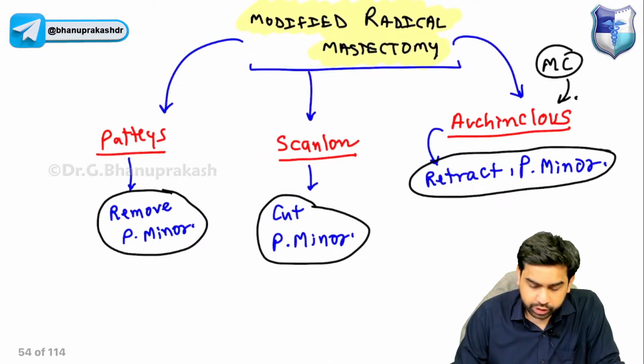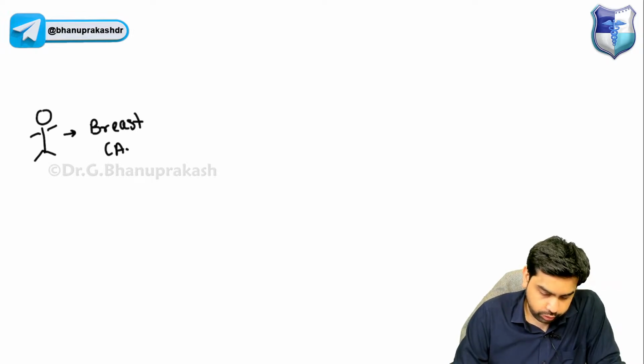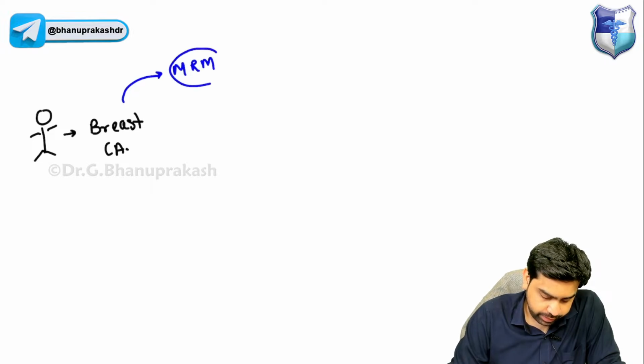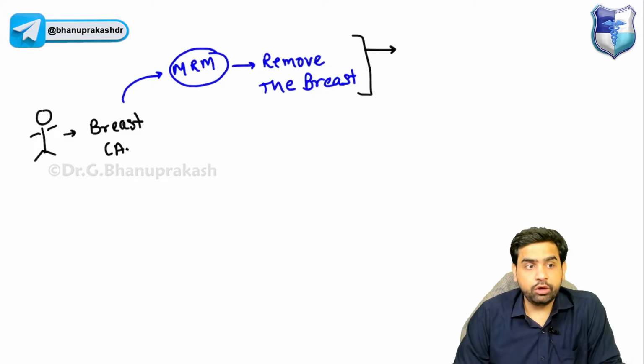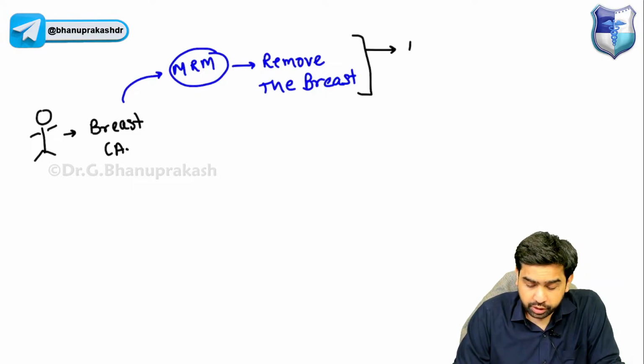Now, what is the rationale of performing a breast conservative surgery? Let's assume that there is a patient who is having a breast carcinoma. Now what are we doing in the modified radical mastectomy? We remove the breast. After removal of the breast, many patients opt for something which is called a breast reconstruction.